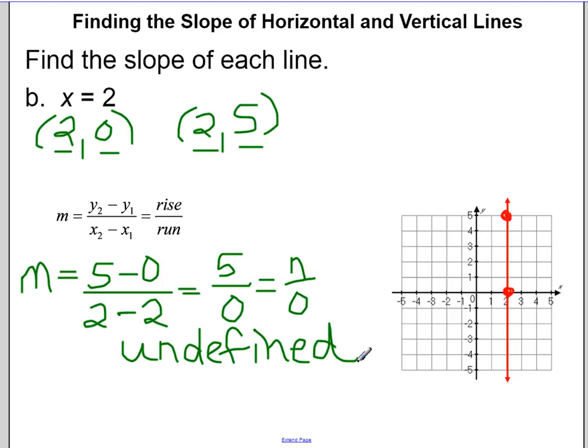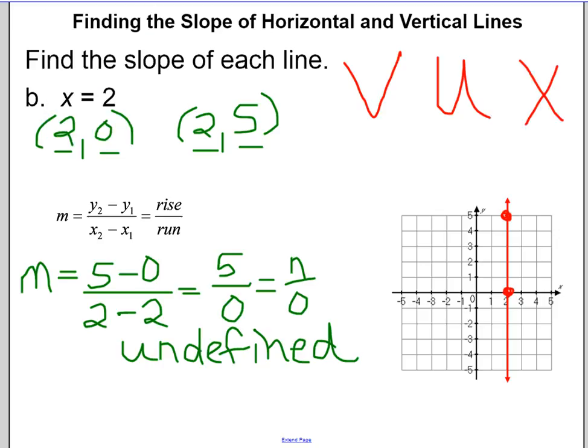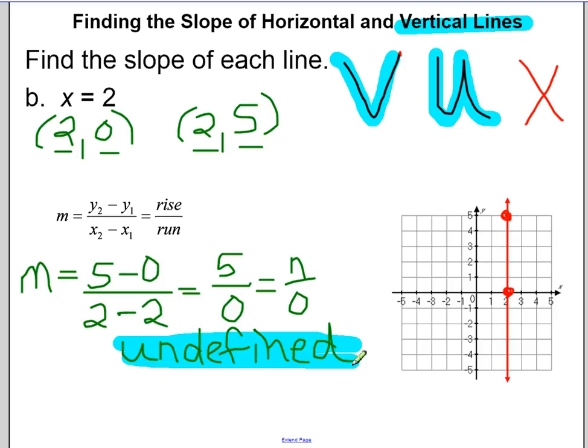So the way to remember the special lines, like horizontal and vertical lines: this one only has an x in it. So think of VUX, where the V stands for vertical line, U means that it's an undefined slope, and then the X means the equation of the line only has an x in it.